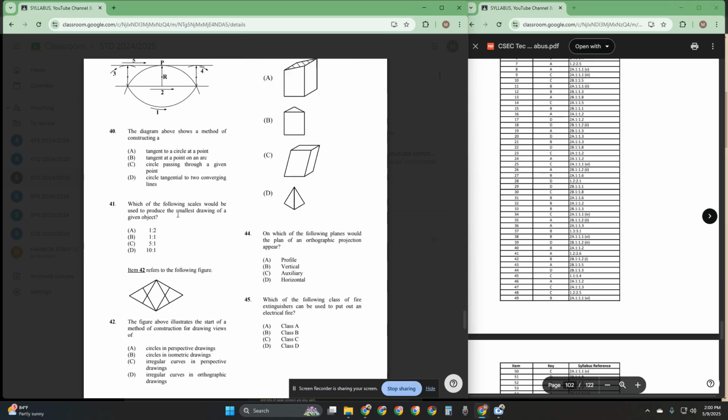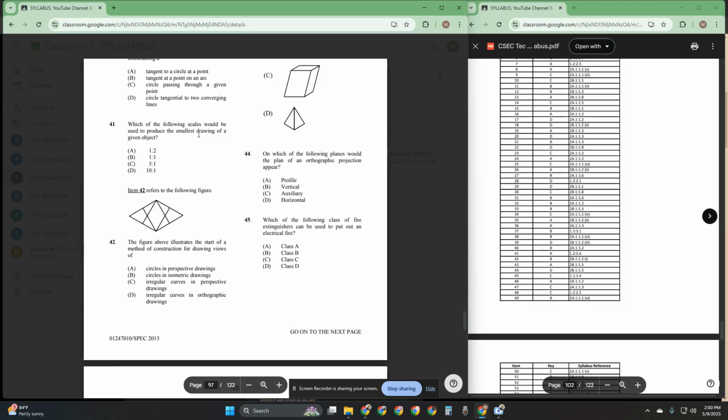Number 40B. 41. Which of the following scales would be used to produce the smallest drawing of a given object? You have 1 to 2, 1 to 1, 5 to 1, 10 to 1. Number 41, the answer is A. 1 to 2, this is correct. The drawing would be half the size of the object.